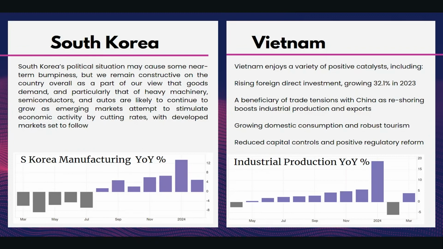Vietnam is also an interesting place. We recently published a free article for everyone to look at about our outlook for Vietnam over the next 5 or 10 years. Looking ahead in quarter two, that outlook remains pretty solid. The key points here are foreign direct investment continues to grow. It grew by 32% last year, which is enormous.